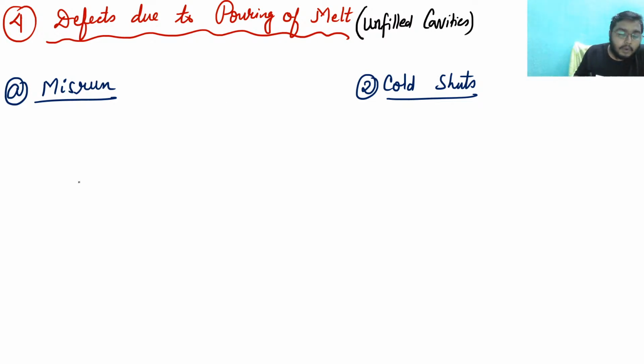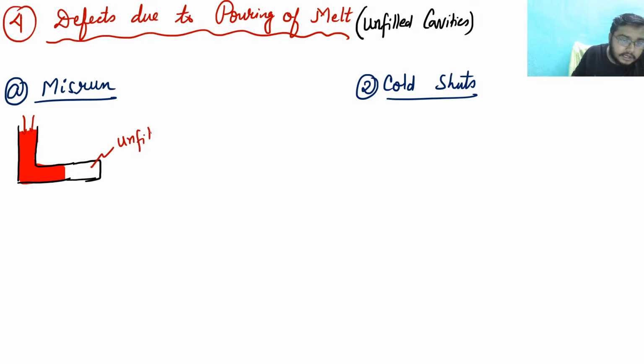In this defect due to pouring of melt, suppose you have a cavity like this. You are pouring the molten metal from here. The molten metal is poured here, but for some reason this molten metal solidifies here, and hence leaves unfilled cavities.